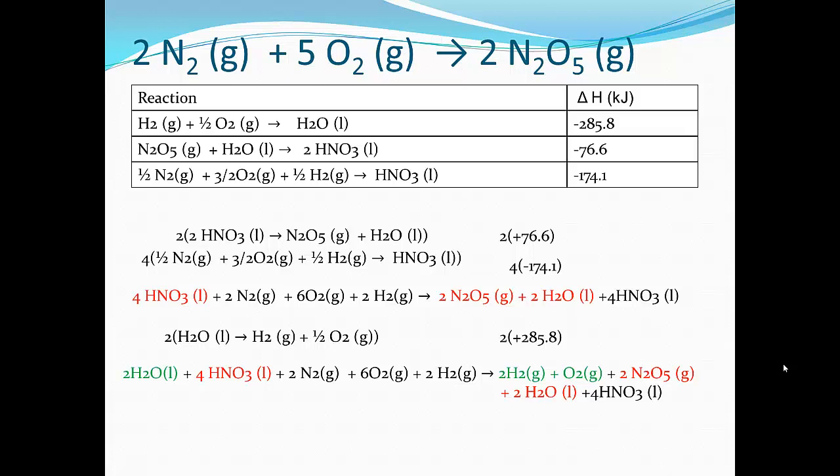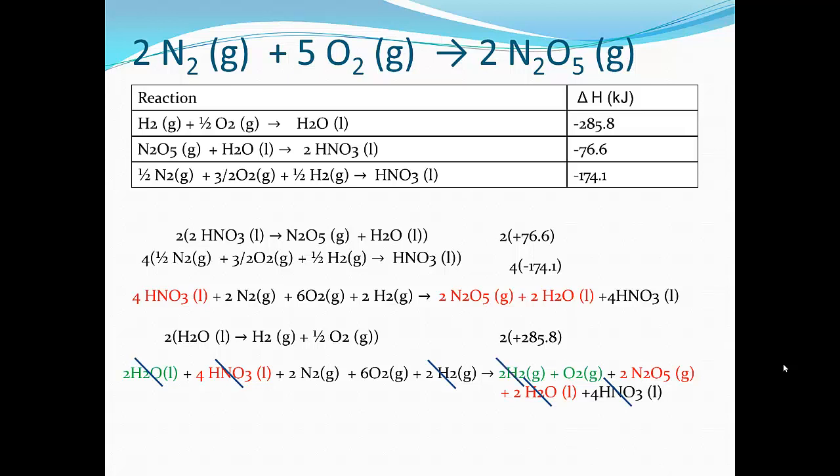So now I'm going to go through and make sure that I can cancel out everything that I don't want. So I'm going to have 2 H2O liquid there. I can cancel it out on the other side. I'm going to cancel out my 4 moles of HNO3, 4 moles of HNO3, get rid of my 2 moles of hydrogen, 2 moles of hydrogen.